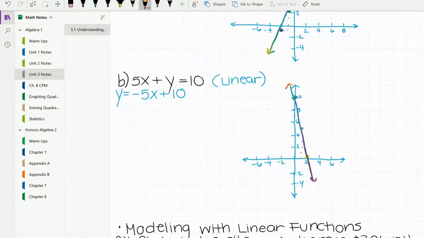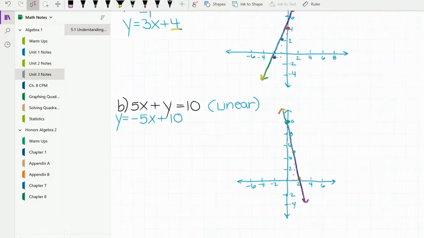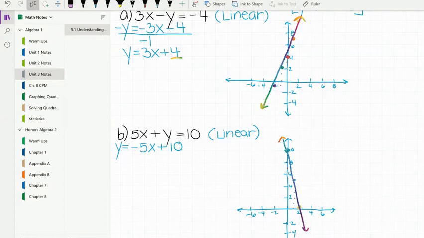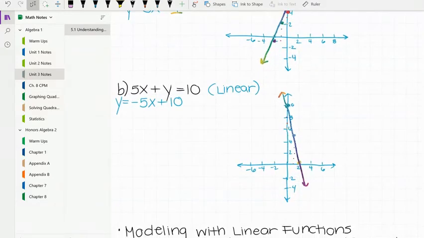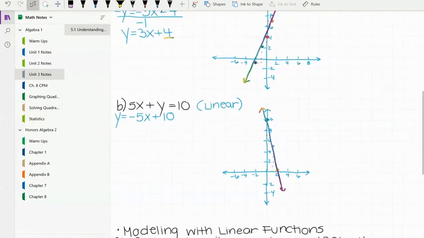Okay, so looking at both of these graphs, you can see that the first one that we did had a positive slope, and that makes sense because when you look at the graph from left to right, it's increasing. And our second one has a negative slope, and that makes sense because when you look at the graph from left to right, it's decreasing.